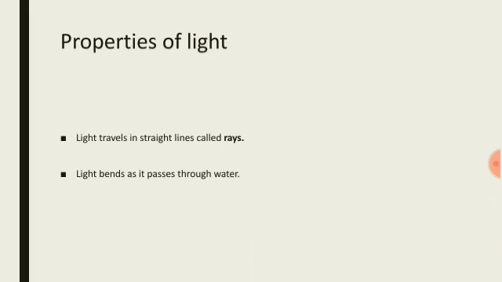Today we are going to talk about properties of light. So the first property of light is that light travels in a straight line, called rays. As we see in our daily life, the light which comes from the sun towards the earth travels in a straight line, not in a curved line. So these straight lines of light are called rays.